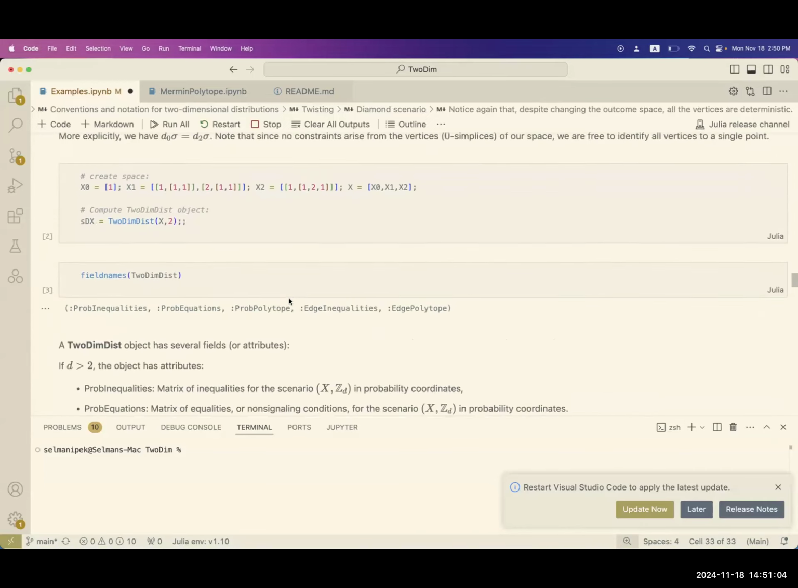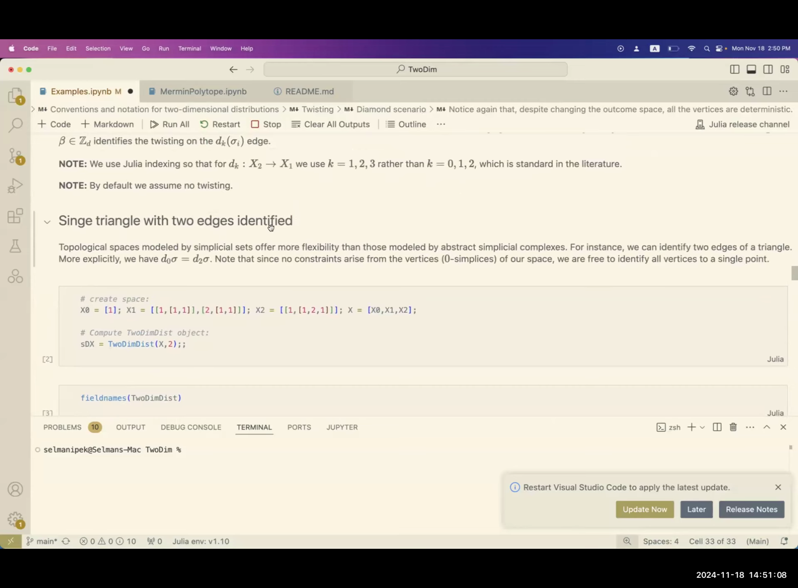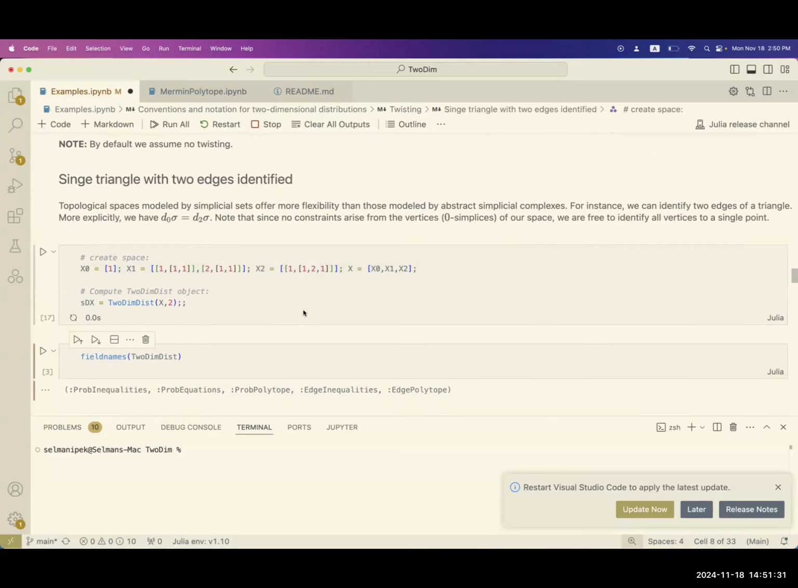But you can do some more exotic things. For example, if you have a single triangle with 2 edges identified, you have the 0 simplices. I just sort of identified them in this example. The number of non-degenerate 1 simplices, because I've identified 2 of the edges, there's only 2 of them, as so. And then there's just 1 2 simplex. So I can run this.